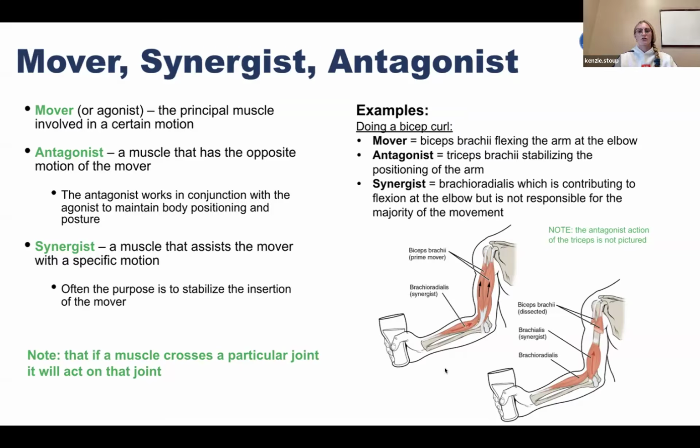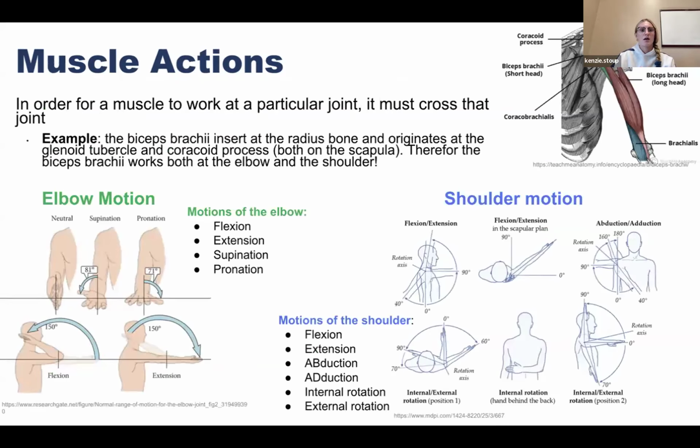Also, just a note that a muscle that crosses a joint will act on that joint. So in our example with the biceps lifting up that glass of milk, the biceps crosses the elbow joint, so the major movement is there. It also has a little bit of action at the shoulder because it attaches at the shoulder as well. And then just a little bit about the actions of the muscles.